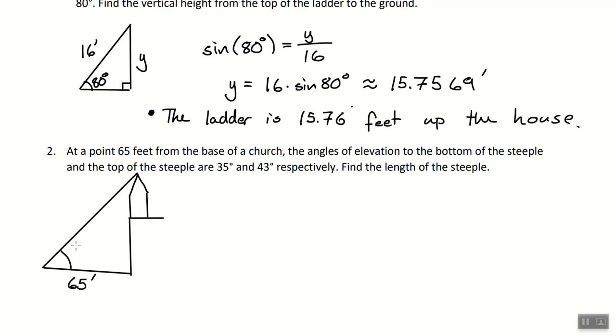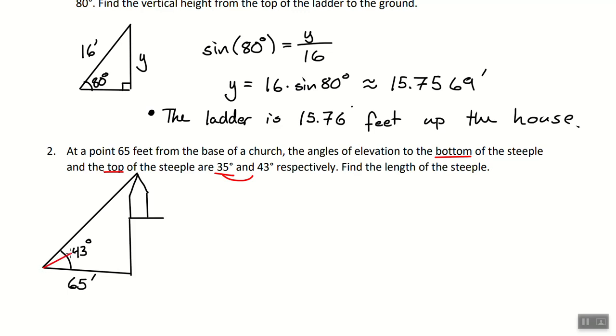To the top of the steeple, what's the angle? So the angles of elevation to the bottom of the steeple and the top of the steeple: to the bottom is 35 and to the top is 43. Do you guys agree that there's a 43 degree angle? Right, from all the way up to the top of the steeple. Because 35 and 43 respectively says bottom to top, so the second number goes to the top. A bigger angle, you're looking higher up, aren't you?